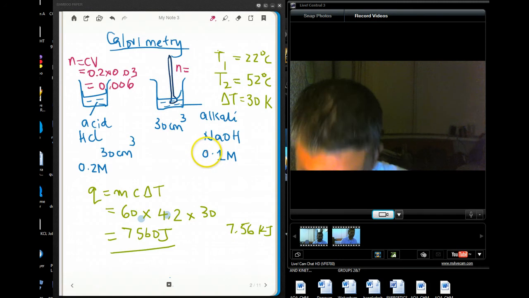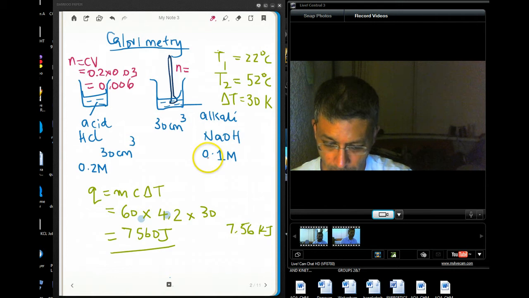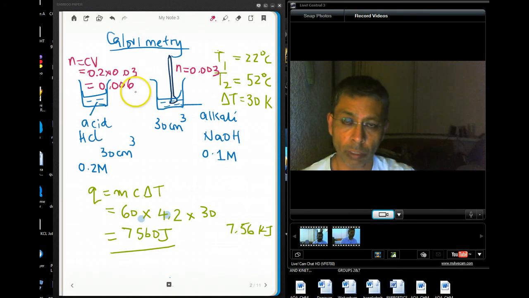And for this one, n equals C times V, so it's 0.1 times volume, which is 30 divided by 1000, equals 3 times 10 to the minus 3, so 0.003. Now you've got two different values for moles, 0.006 and 0.003.